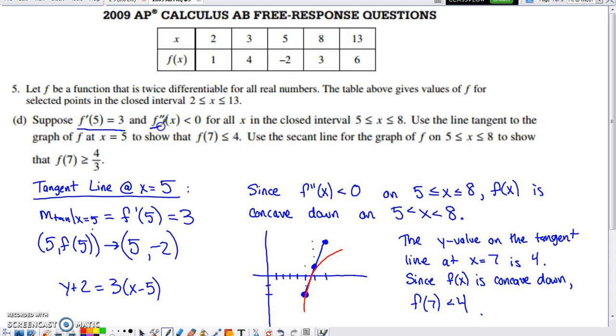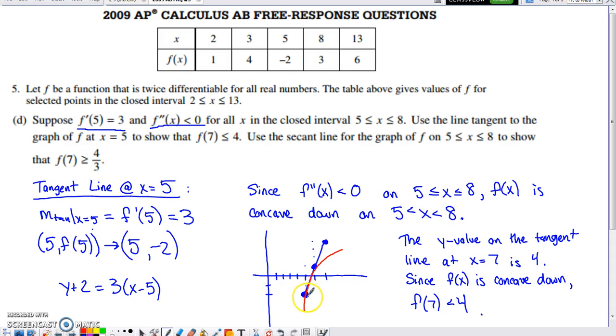And so they kind of imply that you're going to have to make use of the fact that f double prime of x is less than 0. And if you think about what you've done with second derivatives being negative, you've used that to make concavity arguments. If the second derivative is negative, that means your graph is concave down. So if your function has a negative second derivative on this interval, the function has got to be concave down on that interval.